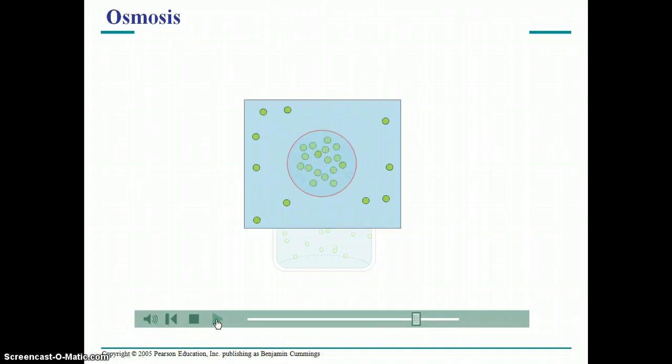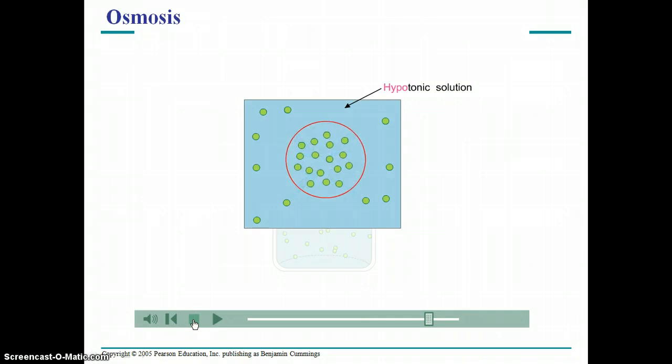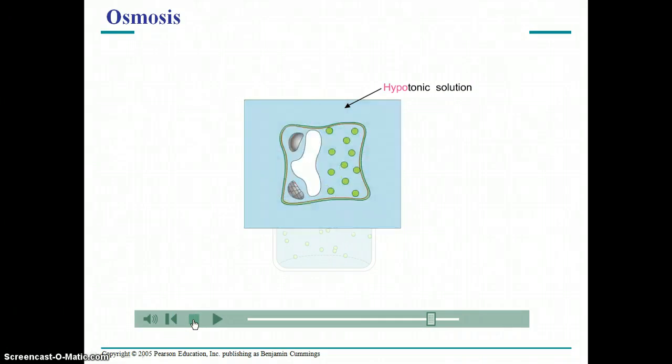Suppose the cell was dropped in a hypotonic solution. The solute concentration is lower outside the cell than inside, so the water concentration is also higher, and water enters the cell. The membrane swells or even bursts. Plant cells.